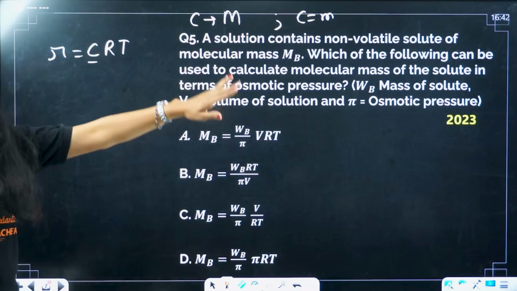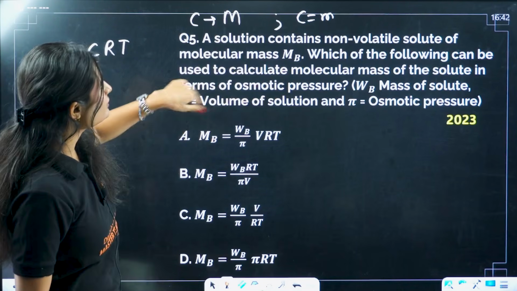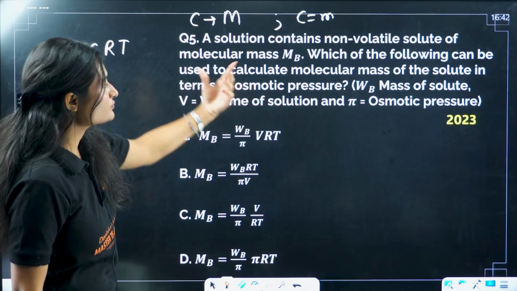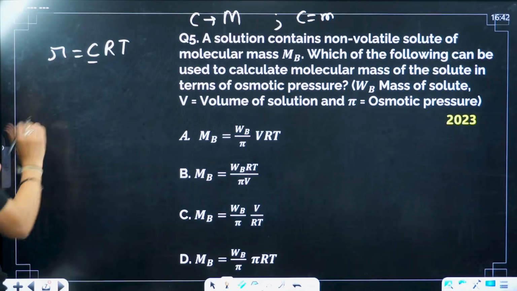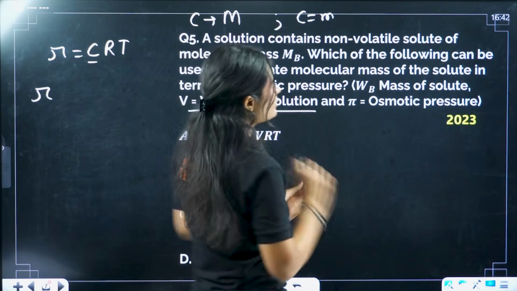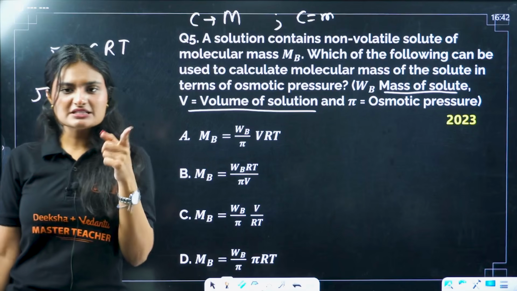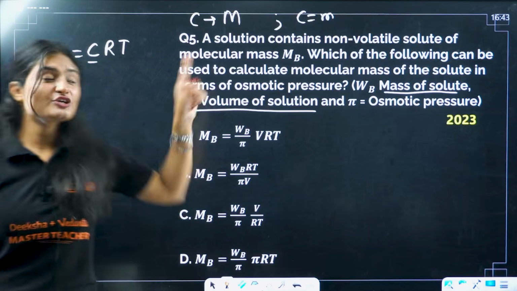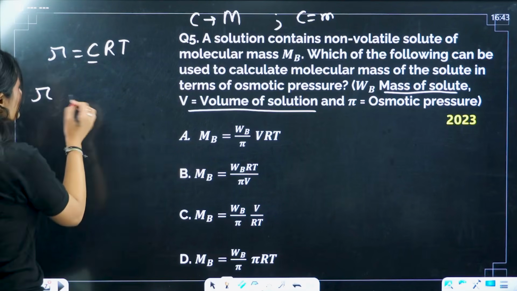So it contains a non-volatile solute whose molecular mass is Mb. Which of the following can be used to calculate the molecular mass of the solute in terms of osmotic pressure? Now let's rewrite this expression a little bit. Let's say here volume is given. We are talking about volume and mass. Does it click something? Yes. That means we are talking about molarity here.